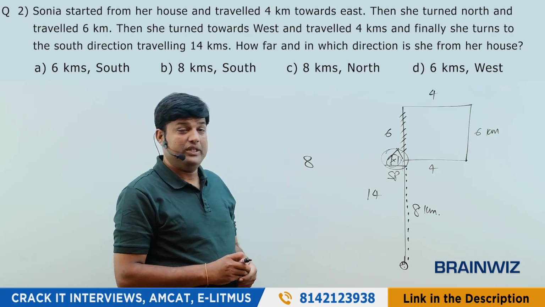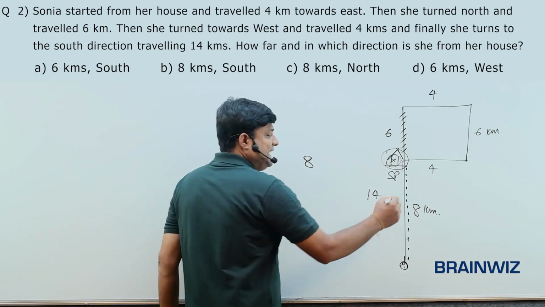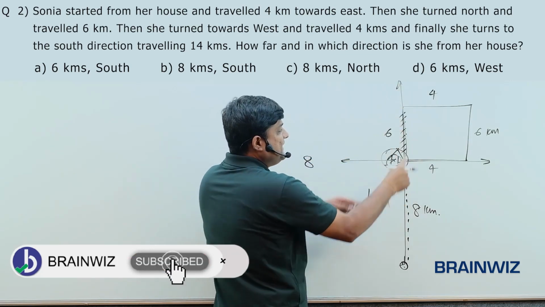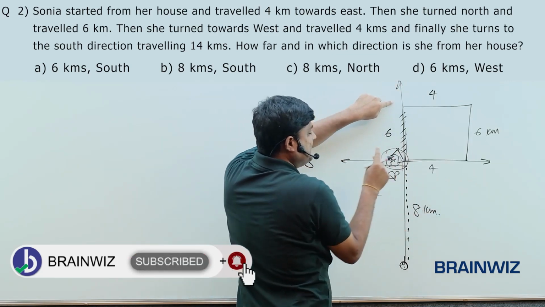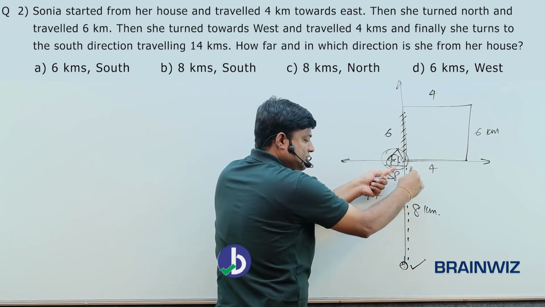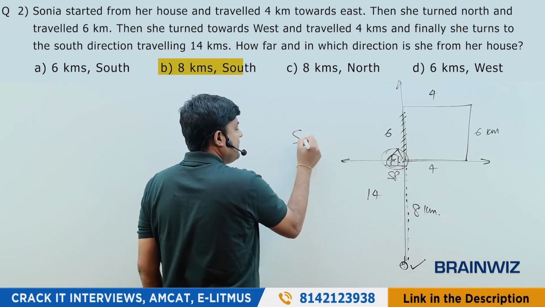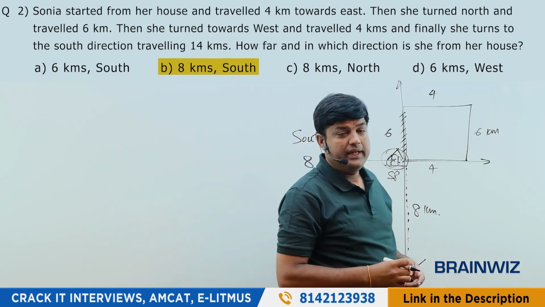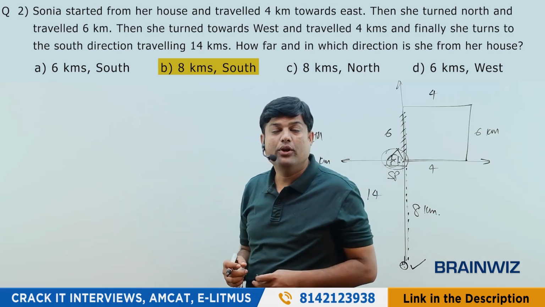Now, which direction is she from her house? Whatever the question, we know that. This is east, students. This is west and this is north. Sonia is not here. Sonia is not here and neither is Sonia here. Sonia is standing here in the end. So from her house, she is in the south. So we can say she is south 8 kilometers. But you all know that.